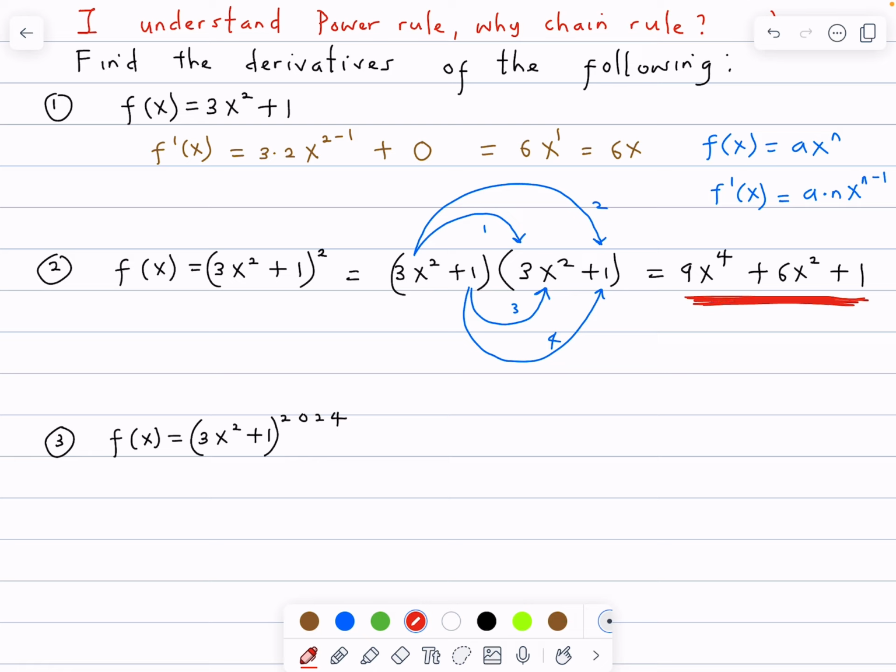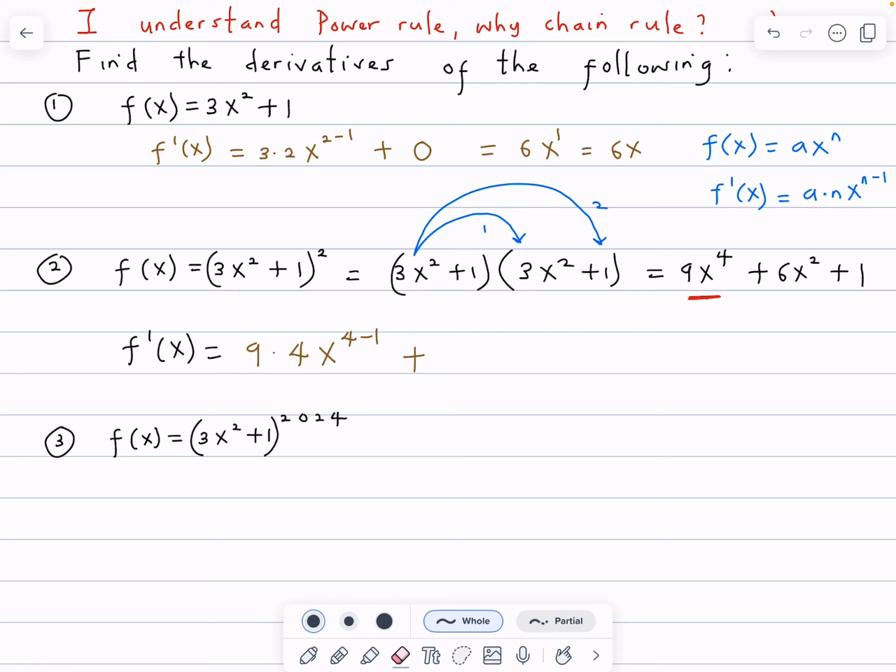Now we can apply the power rule on this expression. The power rule says that f prime of x is going to be, for the first term, 9x to the power of 4: I multiply 9 by the power, which is 4, then I subtract 1 from the power, so I have 4 minus 1.